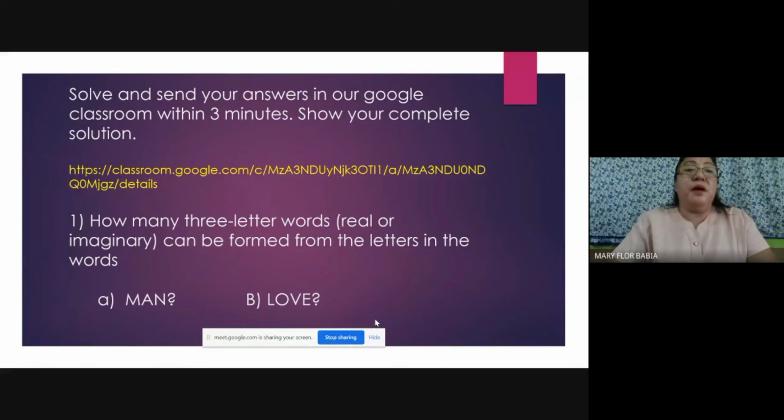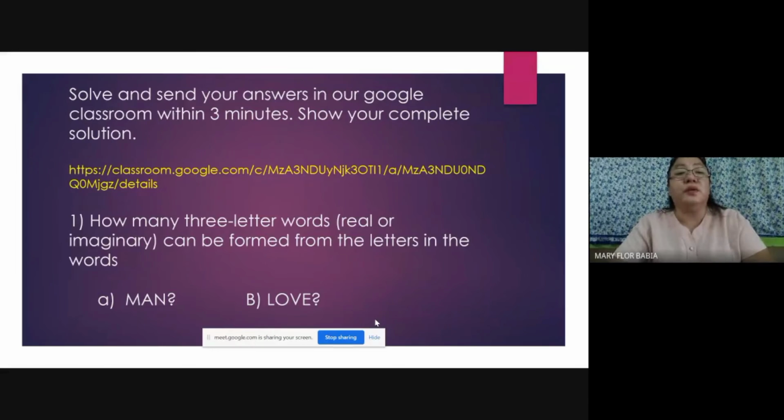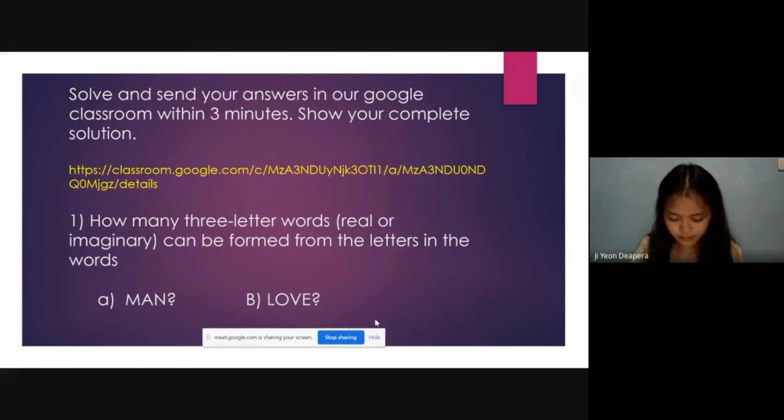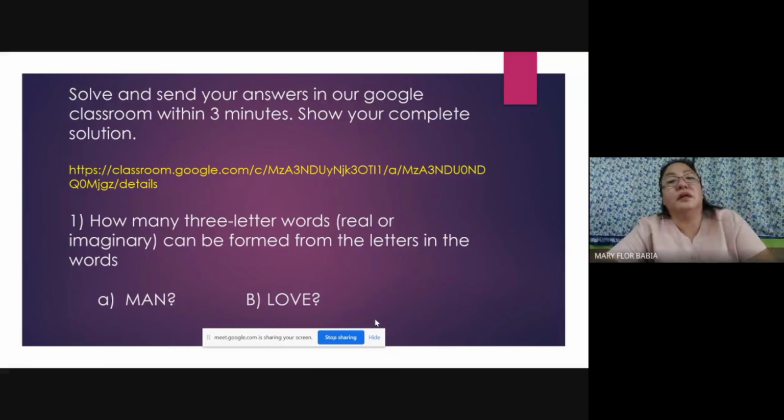I have here a problem. You're just going to show your complete solutions and send this to the Google Classroom that we have. The question is this one: How many three-letter words, real or imaginary, can be formed from the letters in the words man and love? Later on, I'll check that activity so that you will know your score.